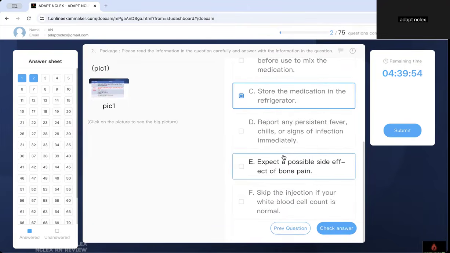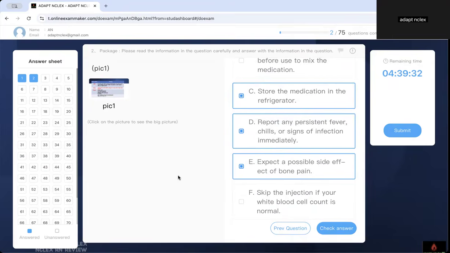It's very important. Of course, if you have infection, you should let me know. One of the side effects, not major but the common side effect, is bone pain. That's what the patient will complain about. You should not skip it if your white count is normal. Keep on using it. Otherwise, you get infection.